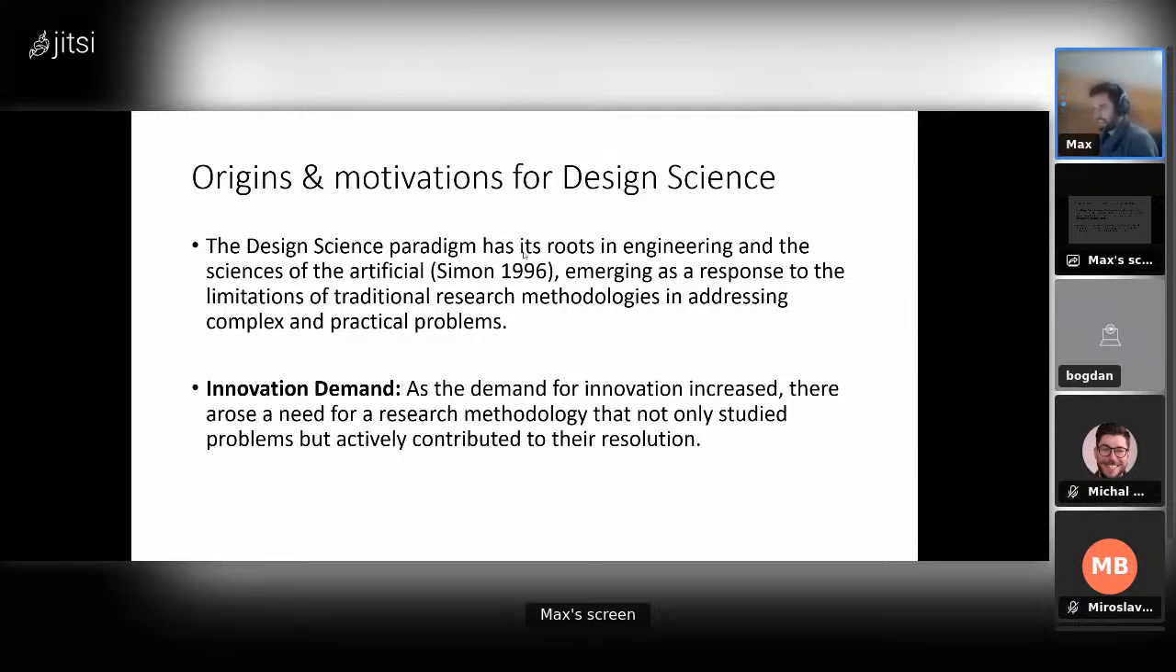Okay, but what are the origins of design science? It's a relatively new topic. It started in 1996 through engineering science and the science of the artificial. The idea was really to try to fill the gap between academic research and real world problems and solutions to these problems. As the demand for innovation increased, there arose the need for a research methodology that not only studied problems but actively contributed to their resolution. So really, that's where the issue comes from.